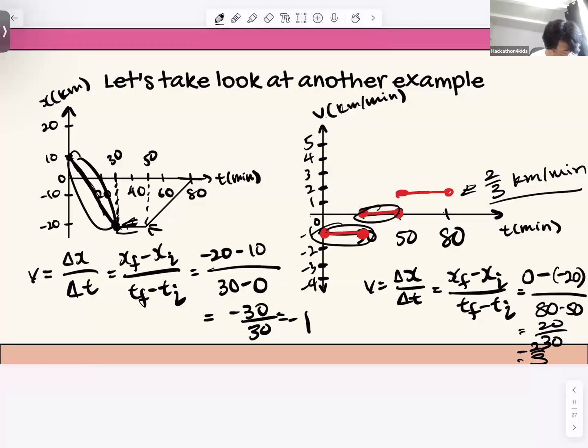So this is at the 50-minute mark, and then he ends at 0 at the 80-minute mark. Okay. So here, we transformed a position versus time graph into a velocity versus time graph. Okay. Anyone have any questions? Okay.